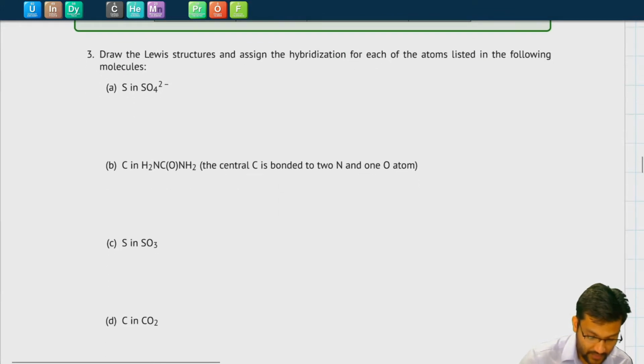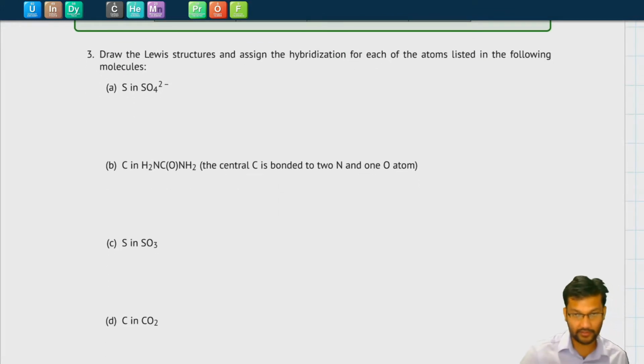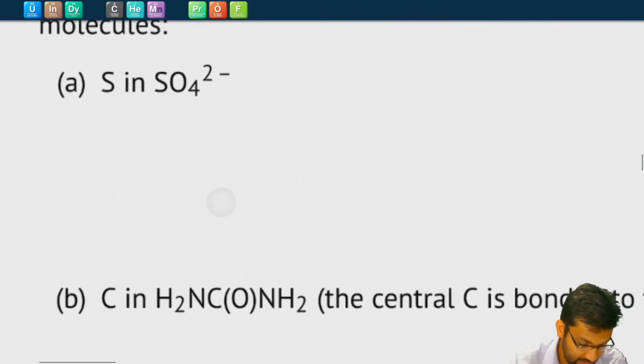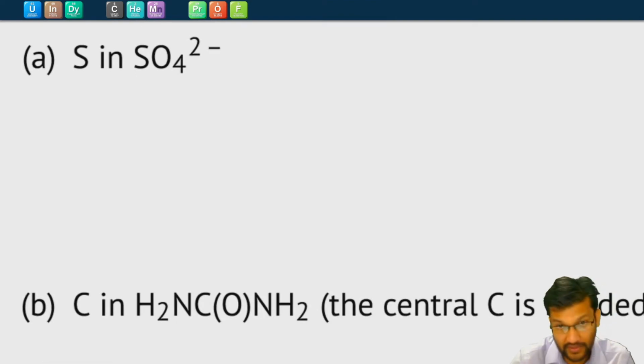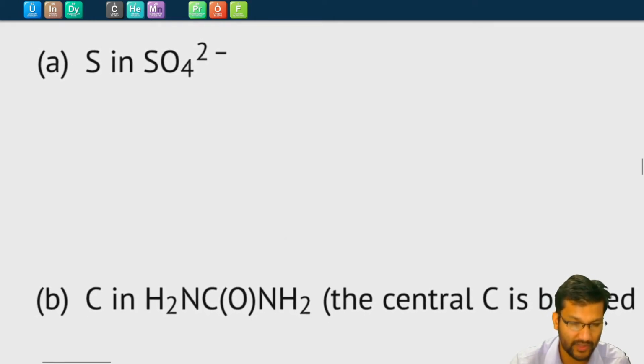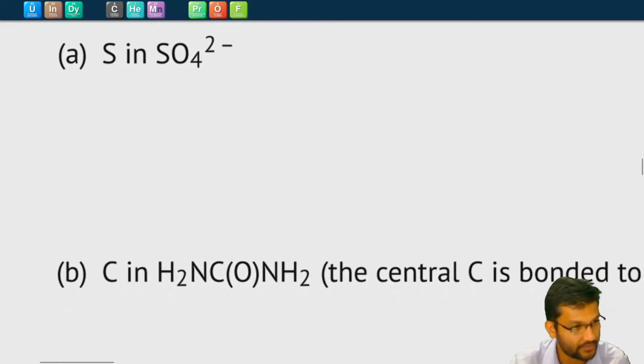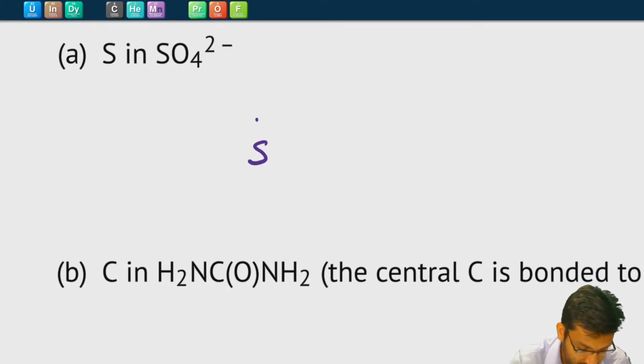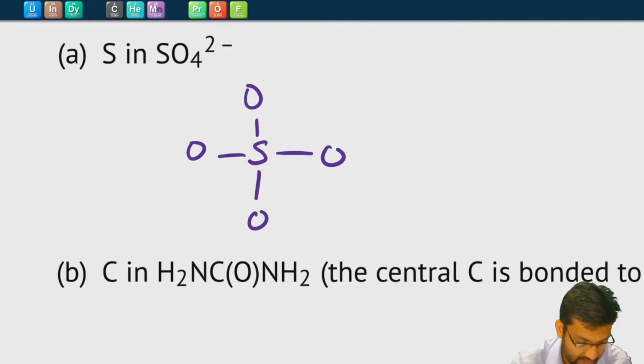For each of them, draw the Lewis structure and then try to figure out what the hybridization is for the atoms that they ask. So I'll start with SO4 2-, the sulfate ion. If you haven't done these, please pause the video and do them first, since we already know how to draw Lewis structures and identify electron groups. Okay, so for SO4 2-, we know that we'll put the oxygens on the terminal positions because oxygens are very electronegative. How many valence electrons do we have?